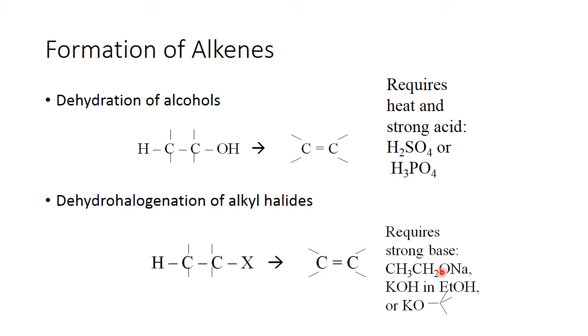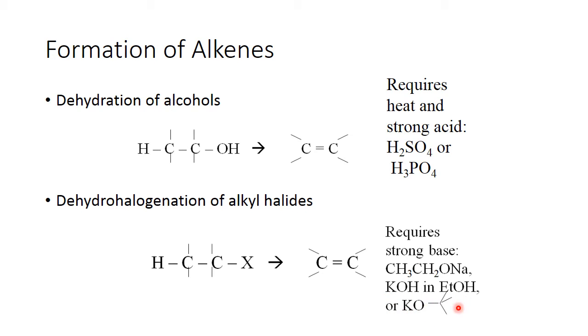The type of strong base that we use is something, we call this right here, sodium ethoxide. It's an alcohol group that has been treated with something to change it into a really strong base. Potassium hydroxide in ethanol also works. It's a good strong base. Potassium hydroxide is stronger than sodium hydroxide.